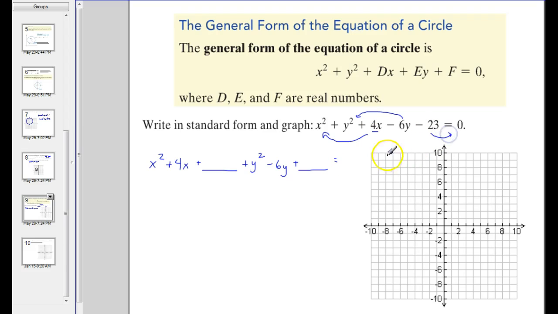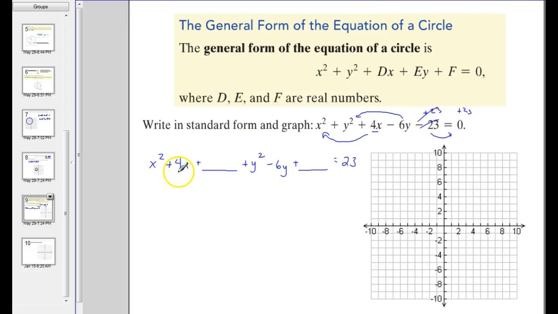to the other side. So I would add 23 to both sides to get that 23 away from the left. So basically I'm adding 23 to both sides to get it to cancel on the left, and now it shows up on the right. Okay, so all I've done is rewrite this with the x's together, the y's together, and then the 23 over on the other side. Okay, I've got these two blanks here. Now the reason I'm doing that is because I want to do something called completing the square.